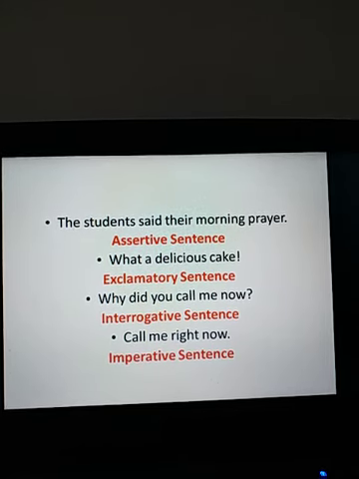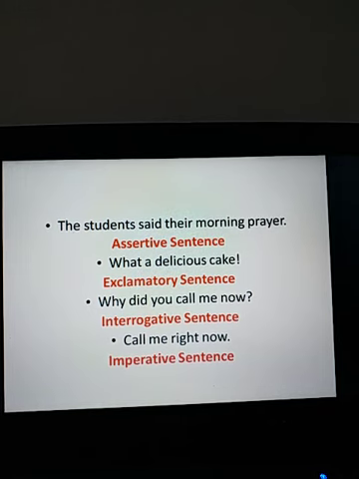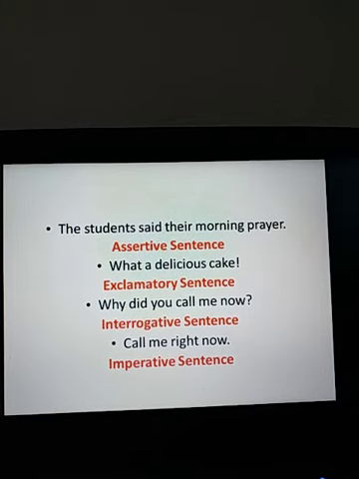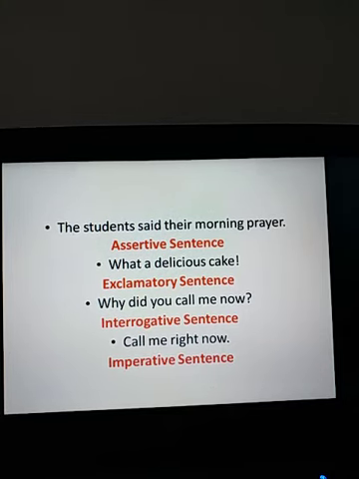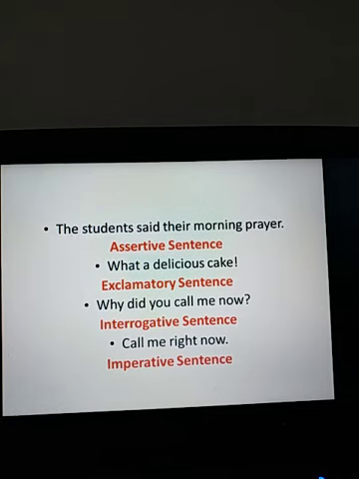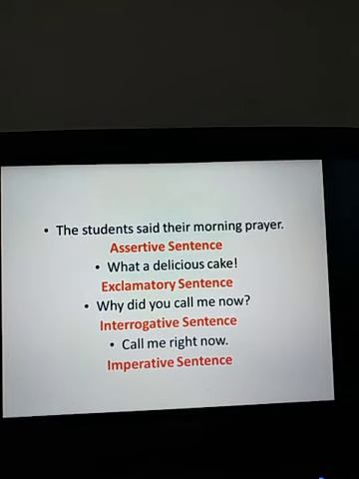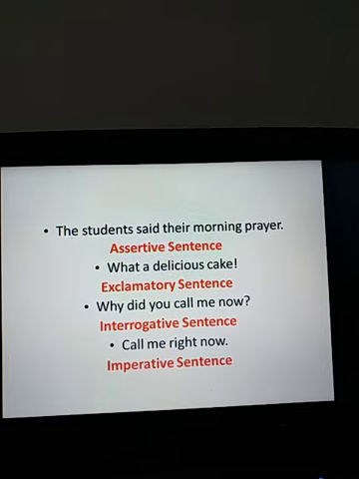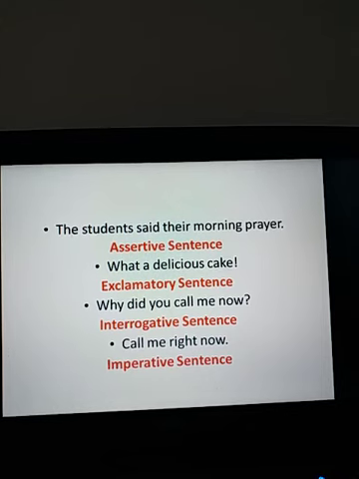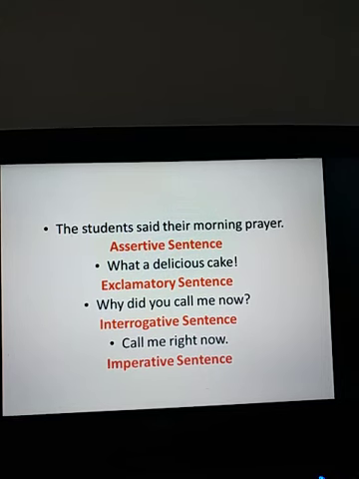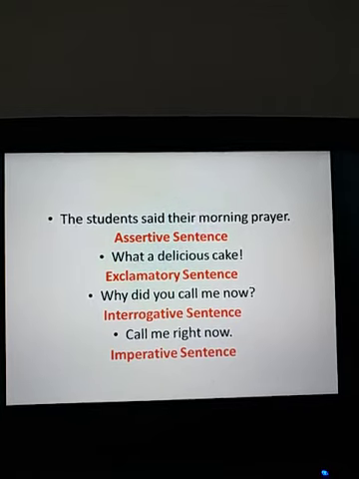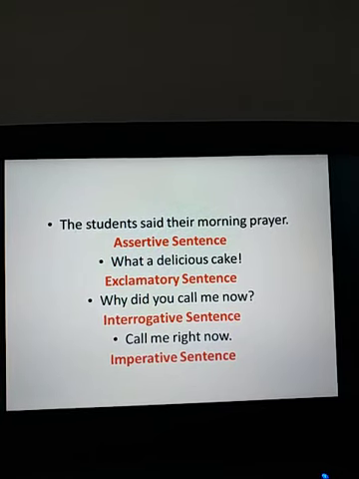Now see, why did you call me now and call me right now both seem to be somewhat similar, yet they are not similar. One is conveying a question, whereas the other one is conveying a command. So the one that is conveying a question is an interrogative sentence. It has a question mark at the end, whereas the other one conveys a command and hence it is an imperative sentence.